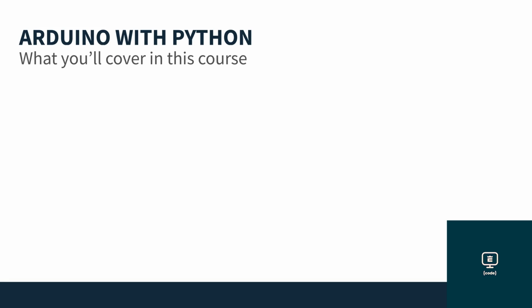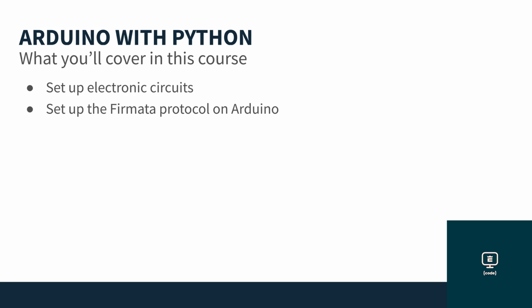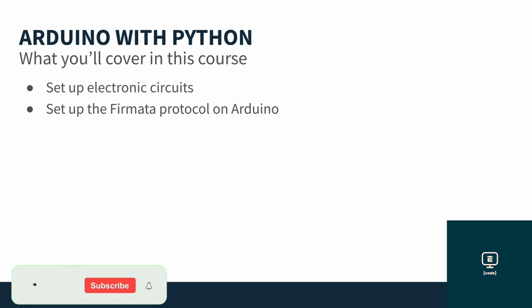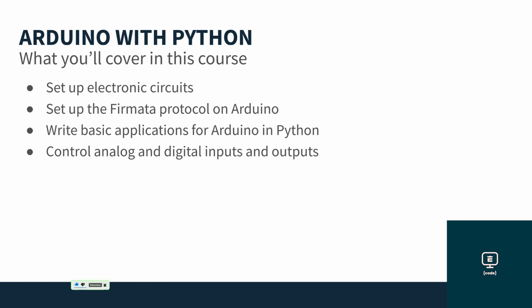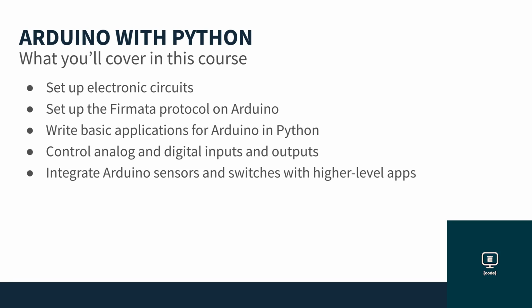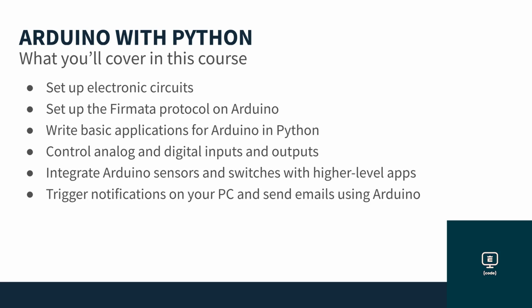So what are you going to cover in this course? You'll learn to set up electronic circuits, and how to set up the Firmata protocol on Arduino. You'll write some basic applications for Arduino in Python. You'll learn to control the analog and digital inputs and outputs on the Arduino. You'll learn how to integrate Arduino sensors and switches with higher level apps. And you'll practice triggering notifications on your PC and how to send emails using Arduino.